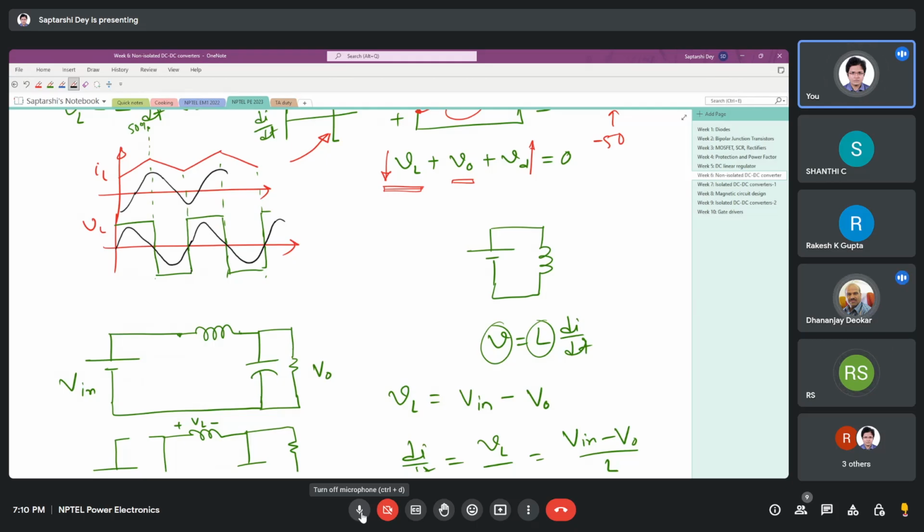I am showing this because he asked. No, sir, I didn't hear his question, that's why I asked. Yeah, he asked how do we see that phase lag. If you want to see the phase lag, you have to draw the fundamental and see. But again, that is of no significance here, because this is a DC circuit.